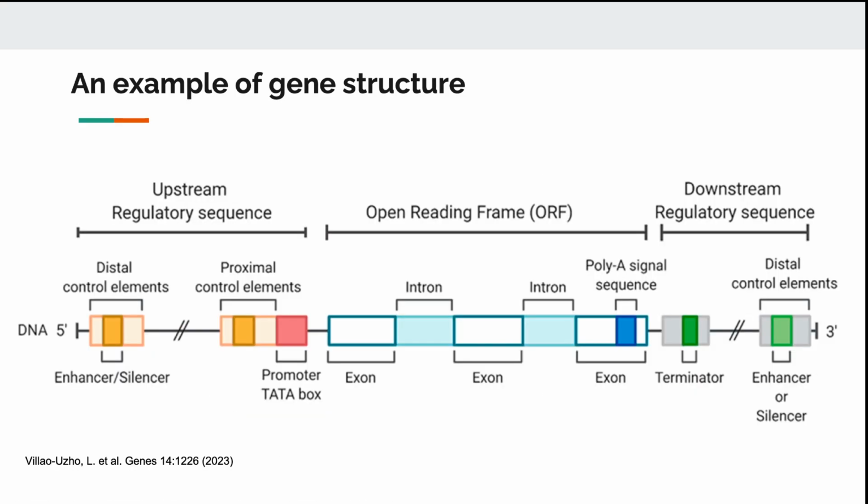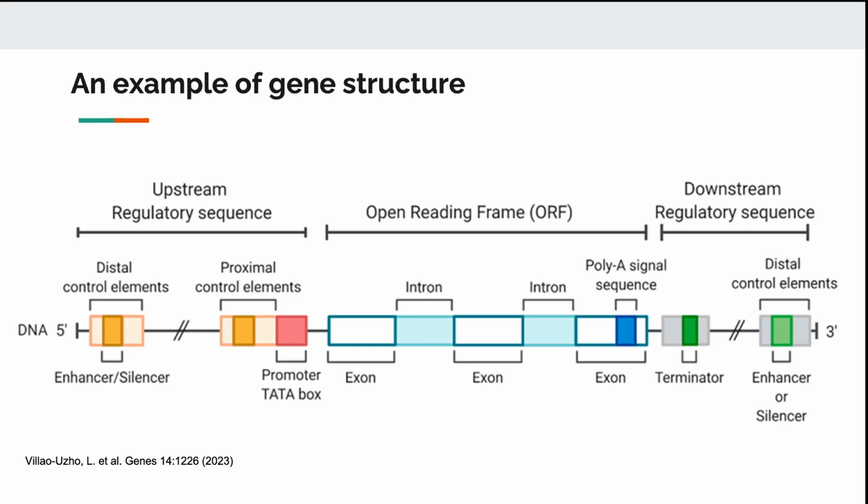But let's focus on the simple structure first. Let's focus on the gene structure. We know that for a gene, we're going to have a promoter. We have the open reading frames that start from the start codon and stop at the stop codon. We have exon intron structure because we have RNA splicing. And we have the transcription termination sequence. We have the distal control element like enhancer or silencer that can control the transcription of the gene.